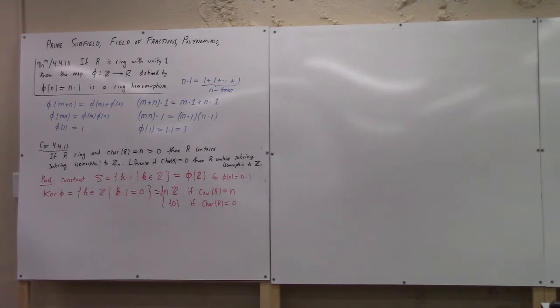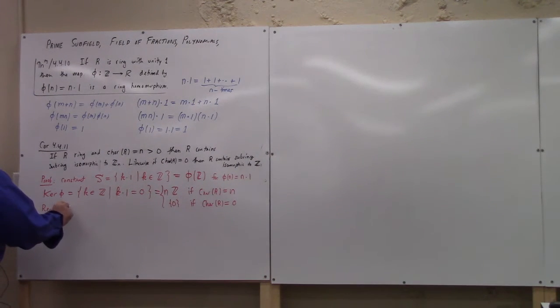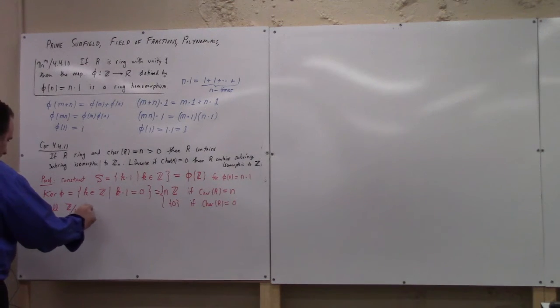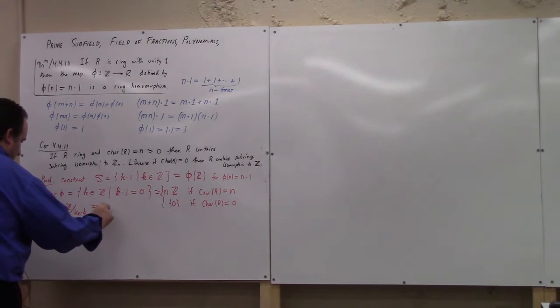But what does the first isomorphism theorem say? Remember, the first isomorphism theorem says that the domain of phi, which is Z, mod the kernel of phi is isomorphic to phi of Z, right?